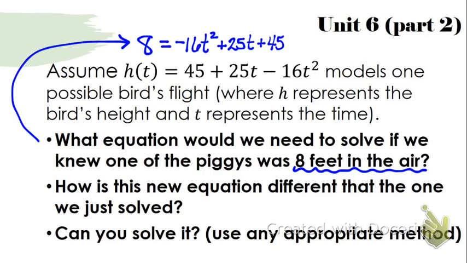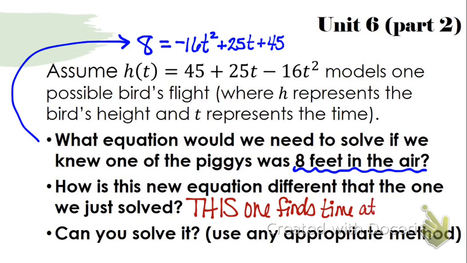So how is that one different than the one that we were just talking about? Because it tells you the exact time when the piggy was hit, when it was 8 feet in the air. And the last one told us what? When it hit the ground. So this one finds the time at 8 feet. Last one was at 0 feet.